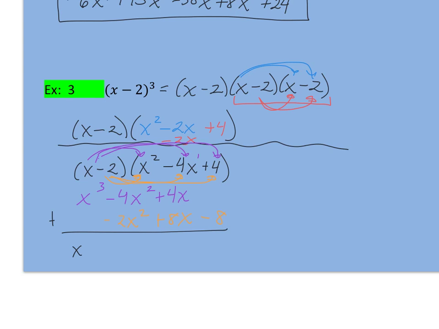So add the columns down, just the coefficients. You've got x cubed, a minus 4 and a minus 2 is a minus 6x squared. That variable string does not change. A positive 4 and a positive 8 is a positive 12x, and then minus 8.